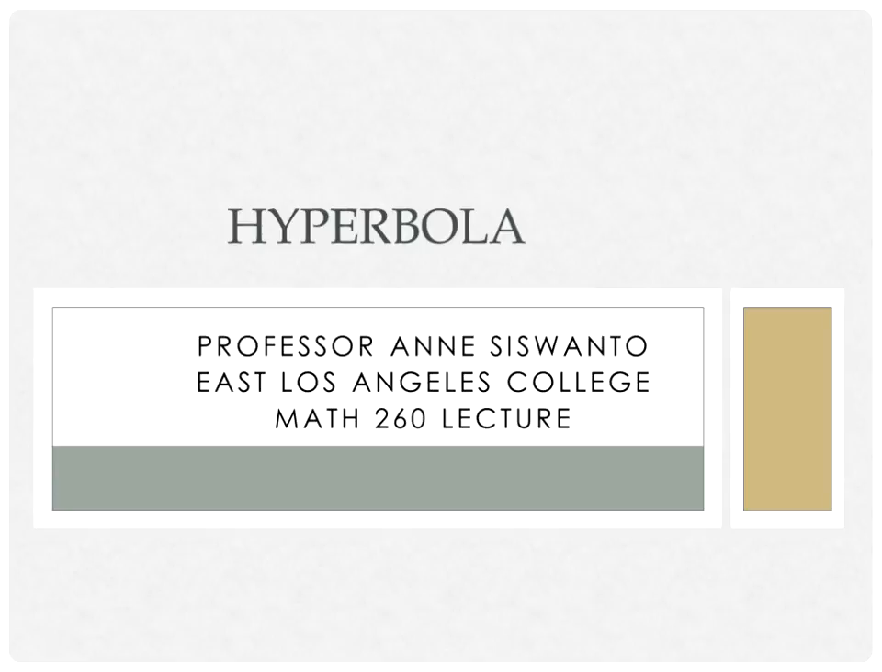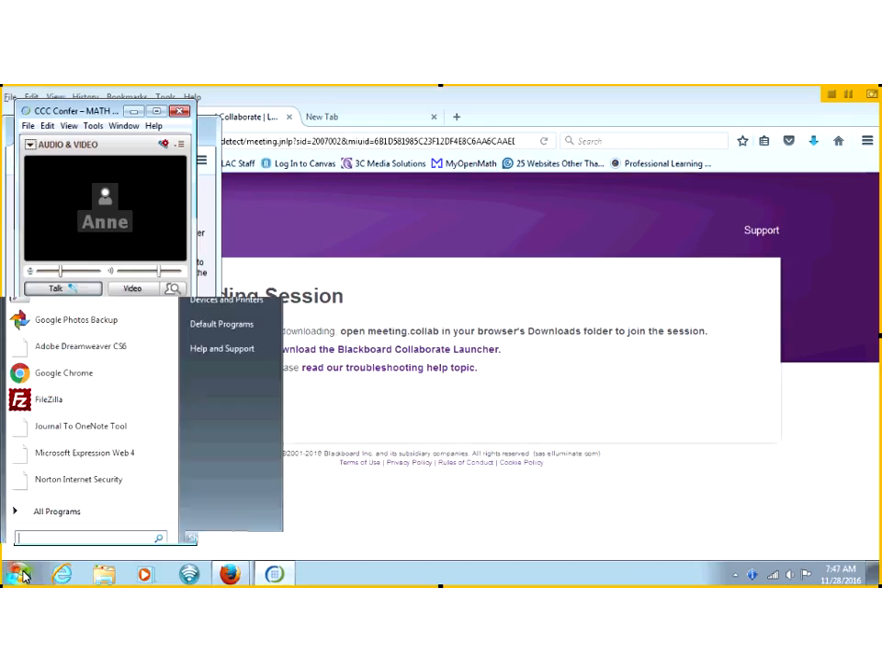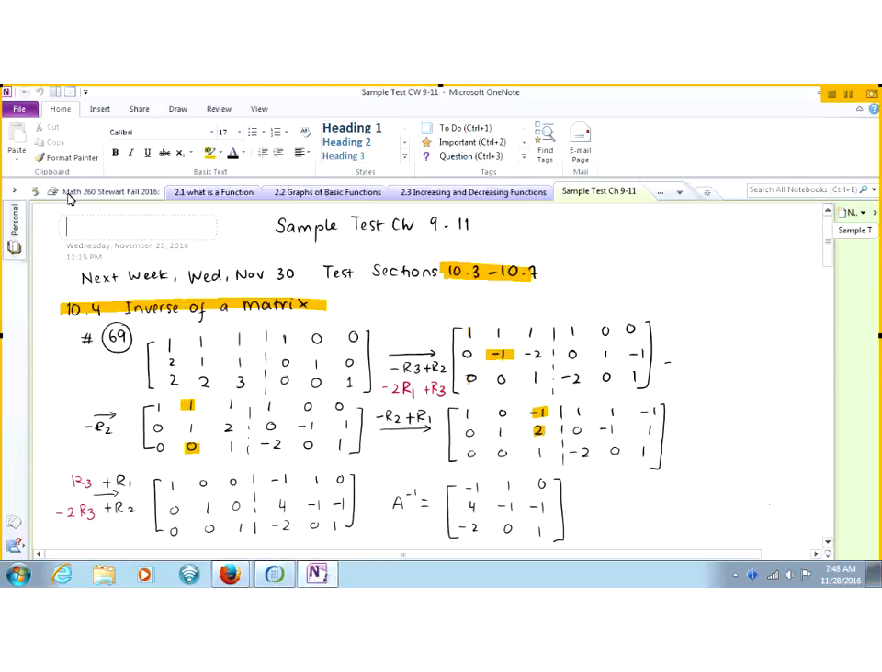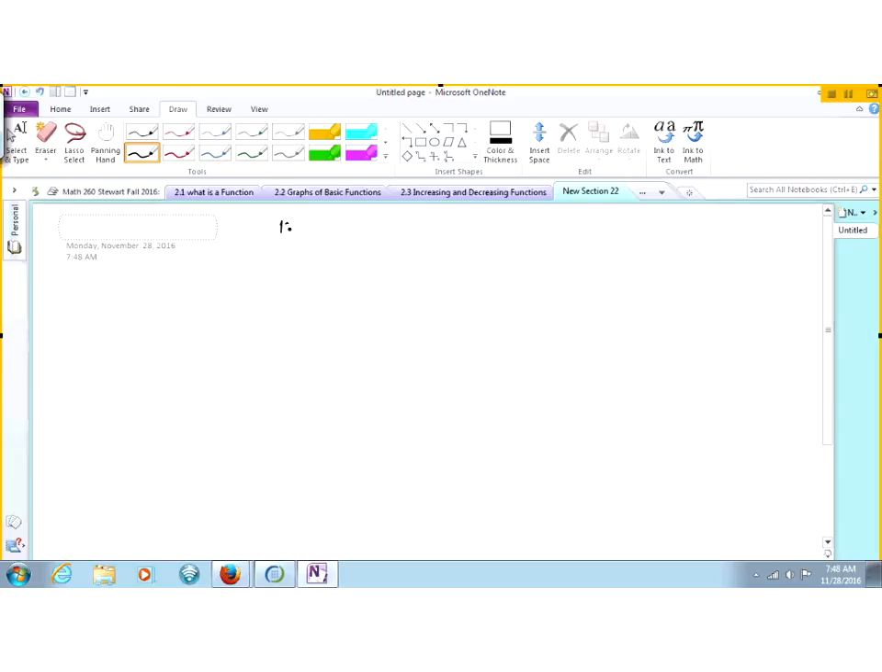It will be very similar to ellipse. Of course, there are differences, but you will find familiar things with hyperbola. So, one note. 10.3 is hyperbola.